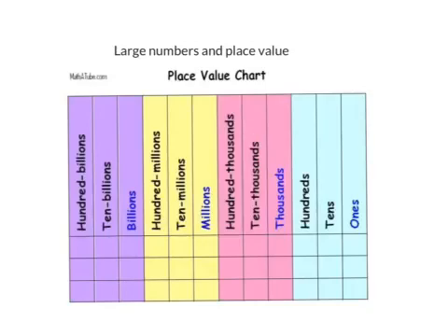Today we're going to look at large numbers and place values. So the chart you have in front of you is a place value chart. If you look at it, there are four sections: the first in the purple, the yellow, the pink, and the blue. Each of these sections is called a period.